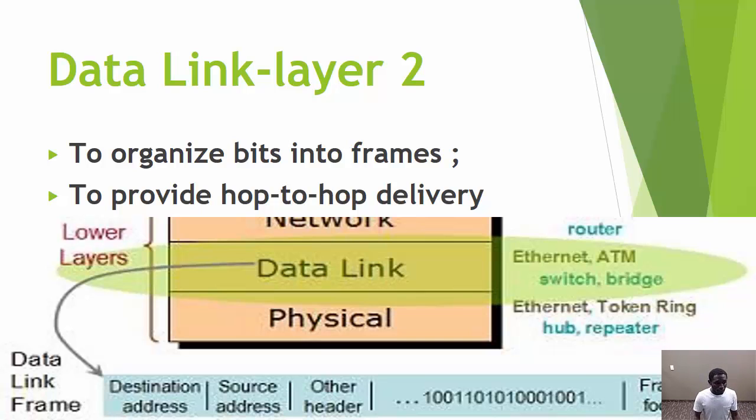At the bottom of my slide, I have the way data link packages information. First, there will be a destination address. Think about a window when you open up the file manager and it has an address bar and you have www.google.com. The www is the address. The Google is the source address and .com is the other header.